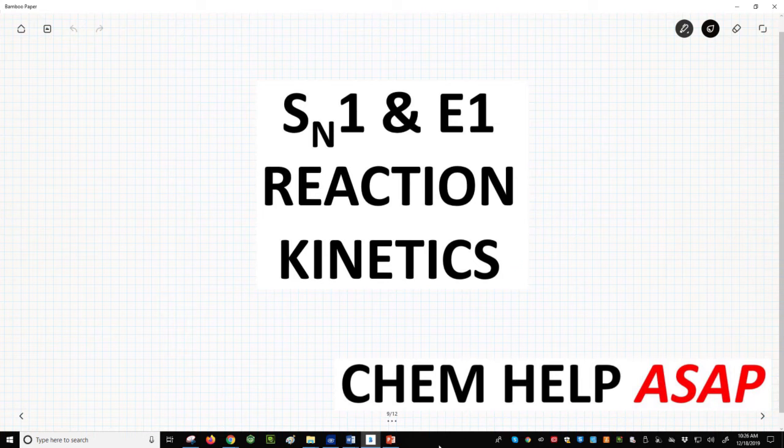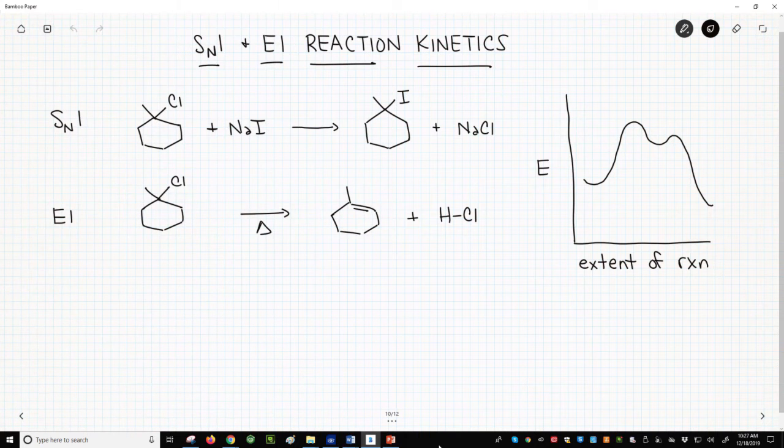Let's see how kinetics are relevant to the SN1 and E1 reactions. On the left of the screen, we have two model reactions. The top one is an SN1. The bottom one is an E1. A representative reaction coordinate diagram for both reactions is in the upper right.